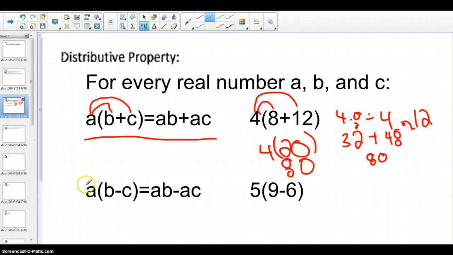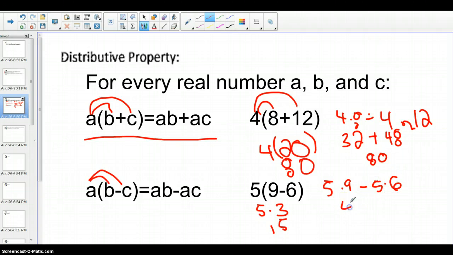Now this also works with subtraction, so I can take the A to the B, and I can take the A to the C. So I get AB minus AC. Now if I look at this example, I know 9 minus 6 is 3 based off just the order of operations. And if I multiply 5 times 3, I get 15. Now if I apply the distributive property, I can take 5 times 9 minus 5 times 6. Well, that's 45 minus 30, which is the same thing as 15.